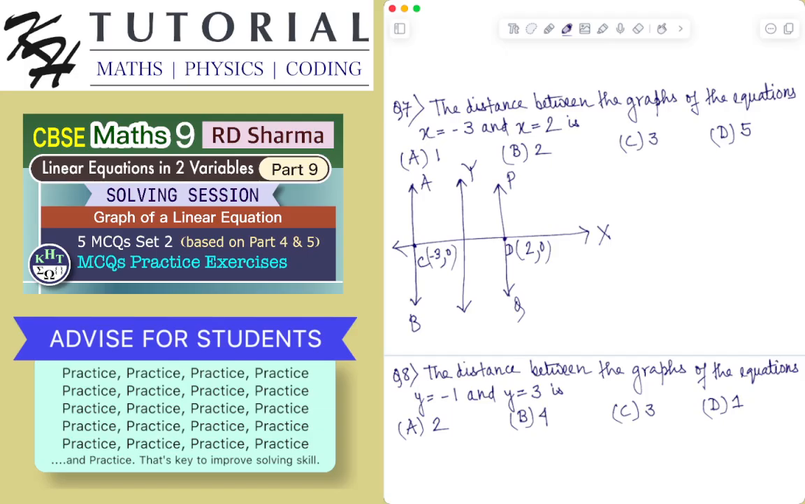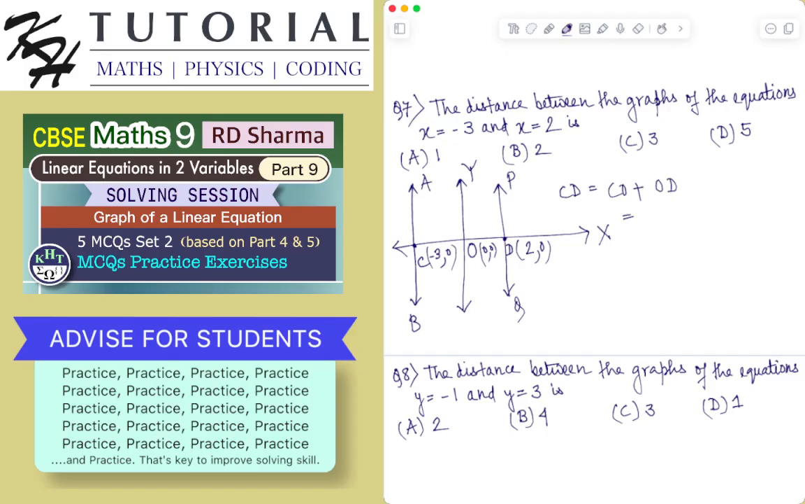Now the question has asked what is the distance between the line AB and PQ. AB is the line or graph of the equation x equals -3, and PQ is the line or graph of the equation x equals 2. Clearly, the distance between AB and PQ is CD. CD is equal to, now this is the origin whose coordinate is (0, 0), CD is equal to the length of CO plus the length of OD.